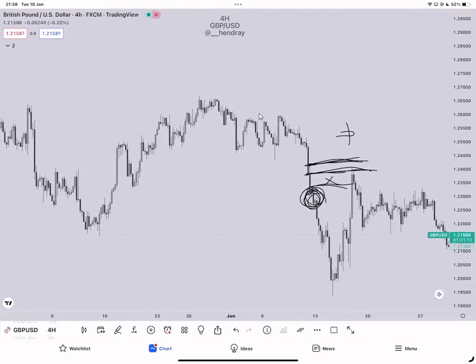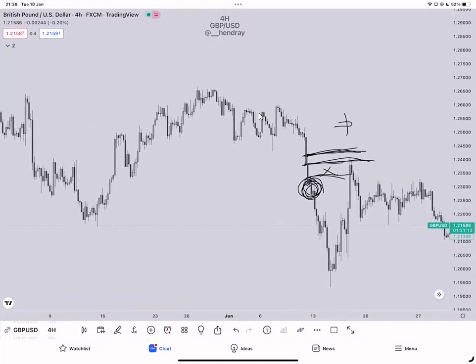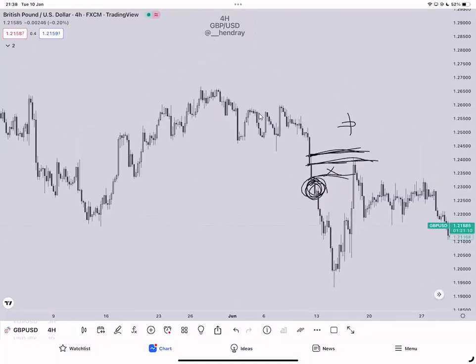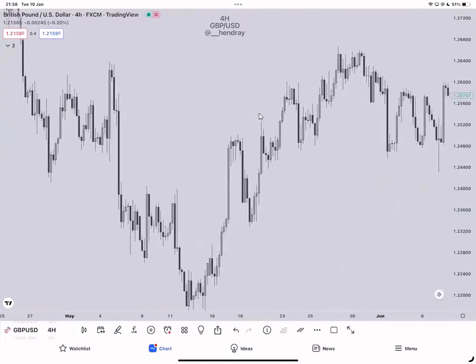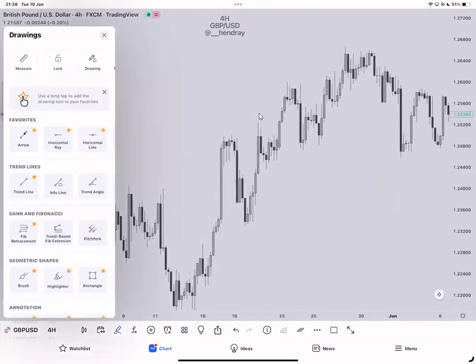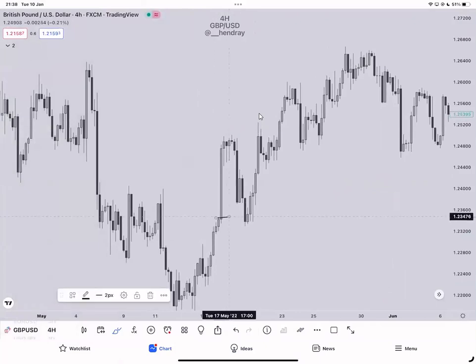So what do I want to show you guys? I want to show you guys what an imbalance is. So for example, between this high and this low exists an imbalance. So we have the first candle, which is a base in this scenario.